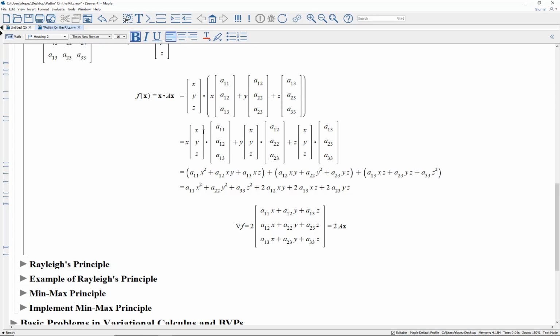You see the x squared a11 term here. Then you will have an xy a12. That's this term. And then you'll have an xz a13 over here. Similarly for these other two dot products. Now gather the terms. Put the squares here, x squared, y squared, z squared, and the mixed terms here. Now you can take the gradient.